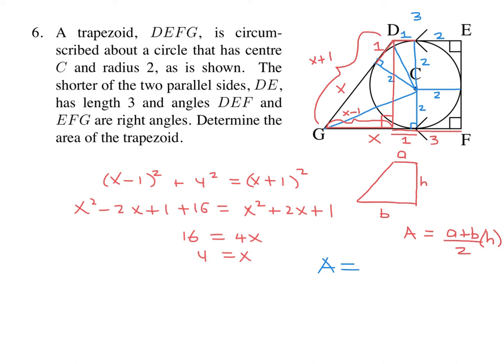Area, using this formula, A is that distance, which is 3. B is this distance. Well, x is 4, and x was from here to here, and then from here to here is 2, right? It's the same as that guy. So that bottom is 6, and then divided by 2. And then the height is top to bottom, which is 4. It's just the diameter of the circle. So we have, what is that, 9 times 2, 18. 18 is the area of the trapezoid.